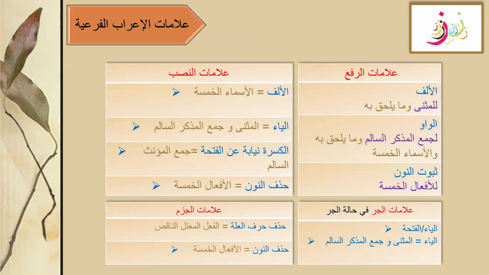Alhamdulillah. And this is the summary of all the alamat rafa', alamat nasb, alamat jar and alamat jazm. These are all alamat i'rab far'iyya. Alhamdulillah, so we have completed this topic of alamat asliya and far'iyya.